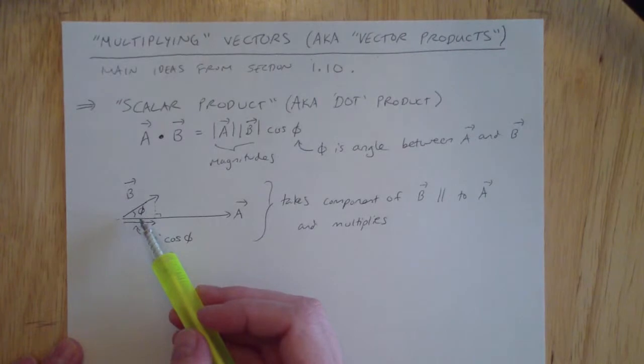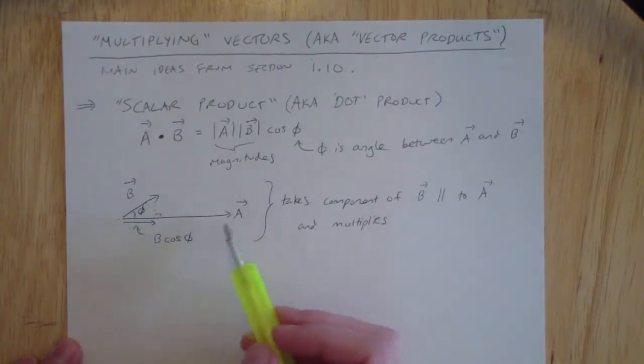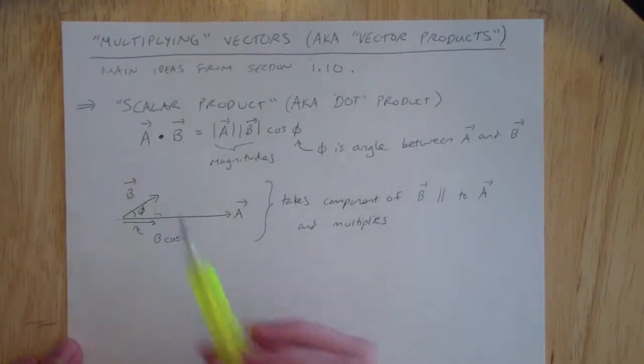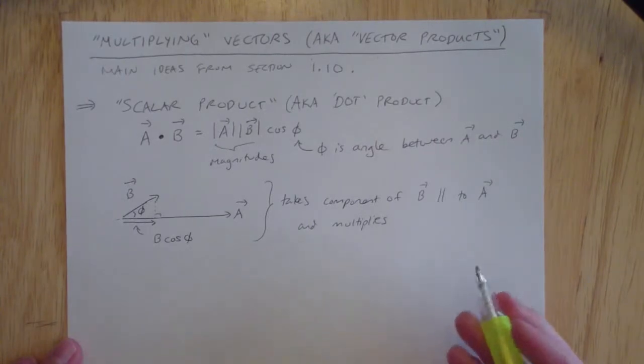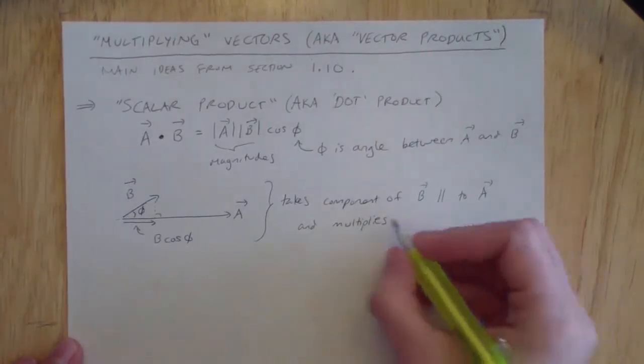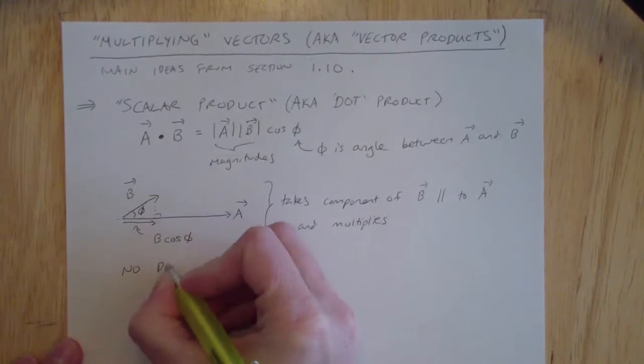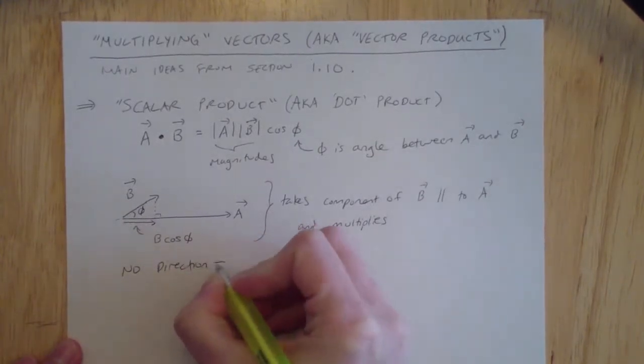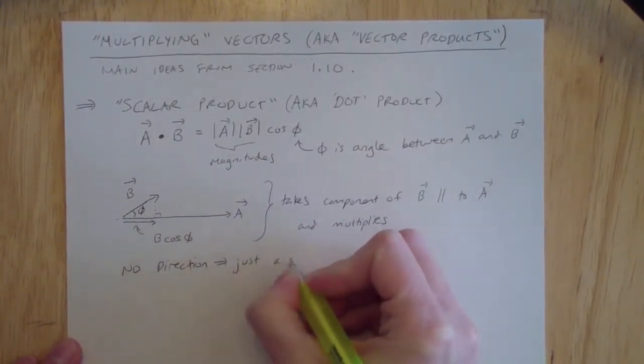When you do know what the angle between them is and you can figure out their magnitudes, then it's quite simple. It ends up having no direction. It is a scalar, so there's no direction. It's just a scalar.